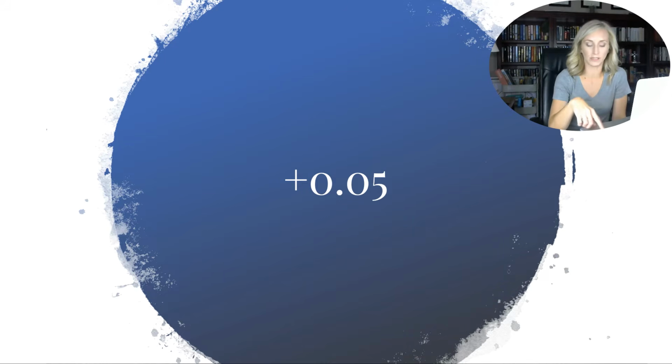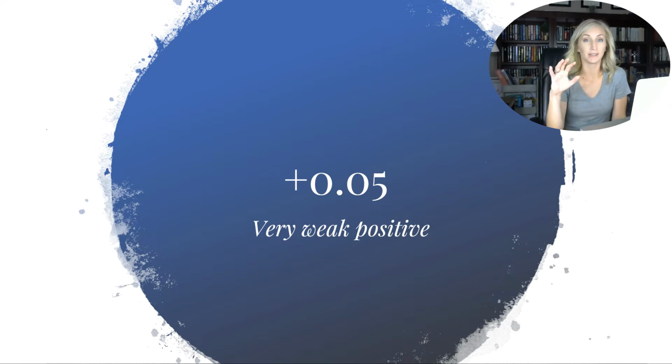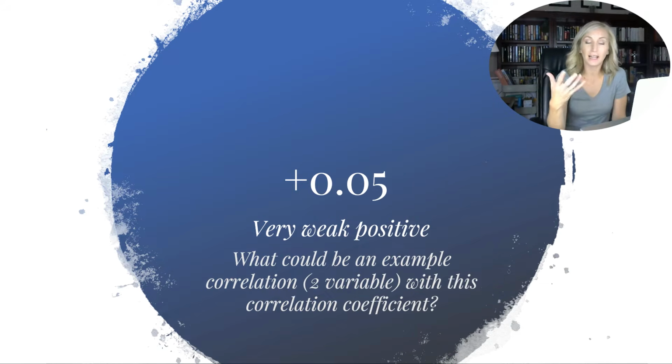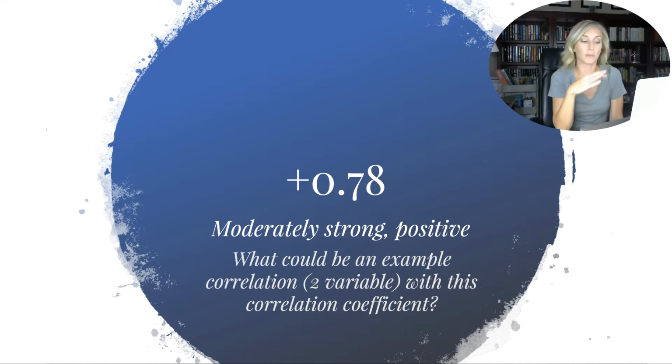What about a positive 0.05? Hopefully you notice that that's really weak, because it's really close to 0, not 1, but it's still positive. And then again, come up with two variables that would have a relationship like this. Let me give you an example for this one. Let's say happiness and wearing purple socks. They probably don't have very much to do with each other, right? Whereas an example back here for a positive 0.78 would be, as height increases, weight increases, right? They go in the same direction and they're pretty closely related.